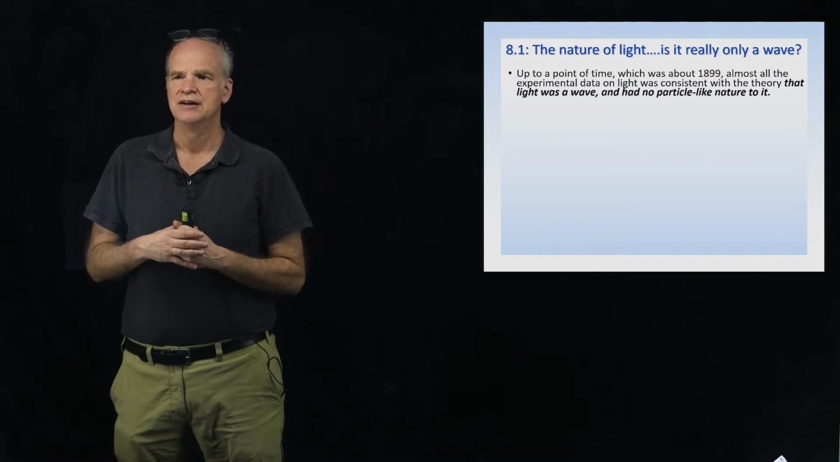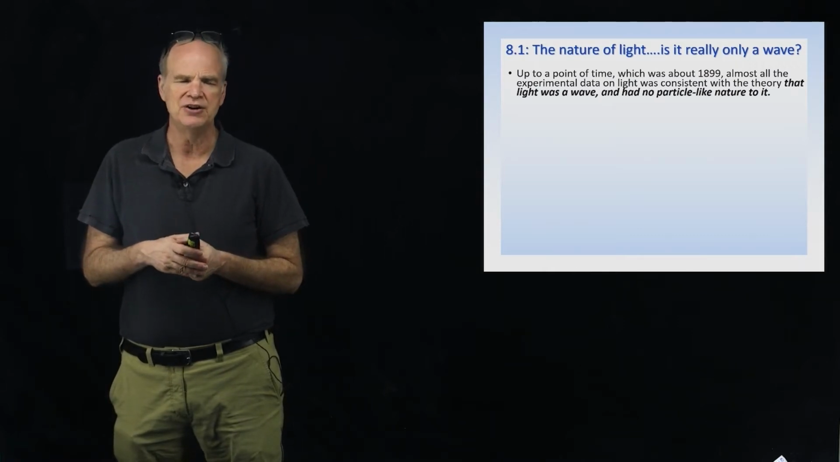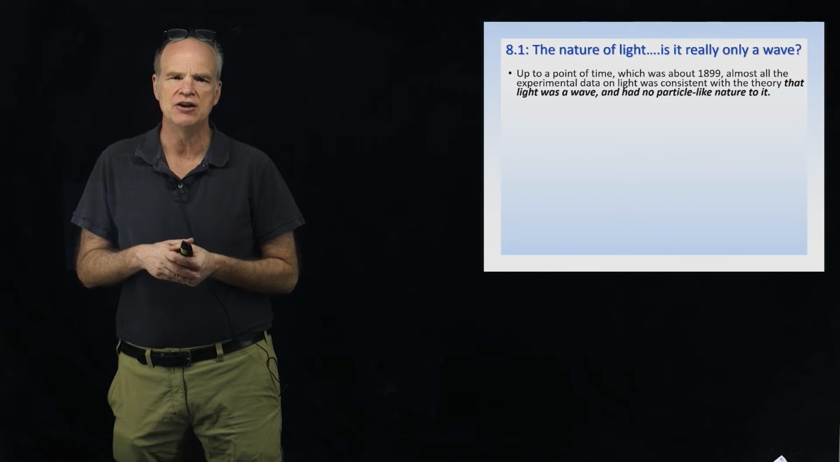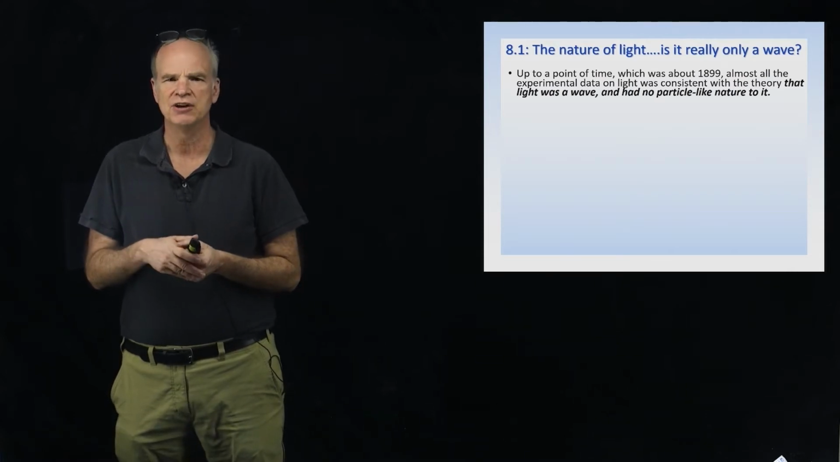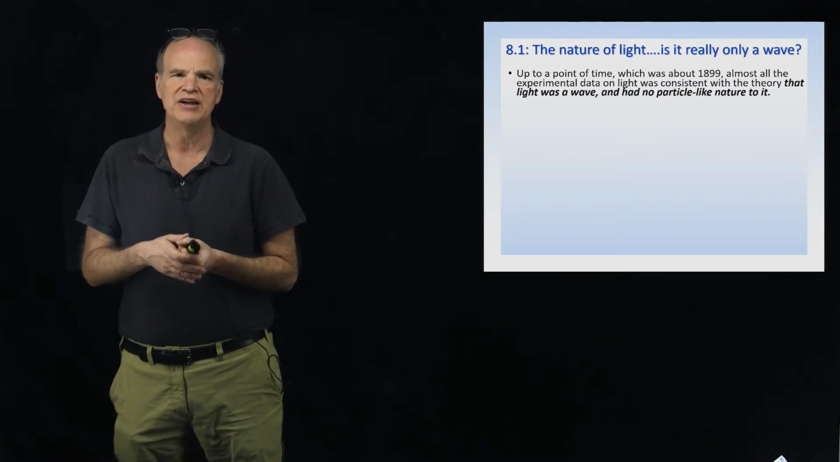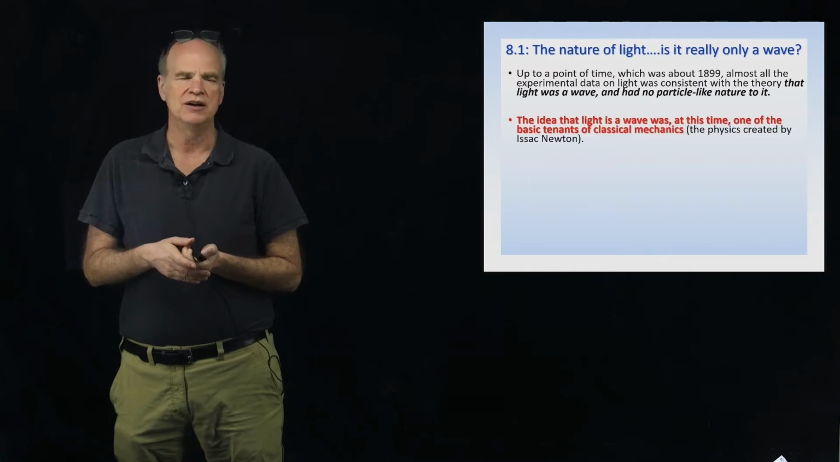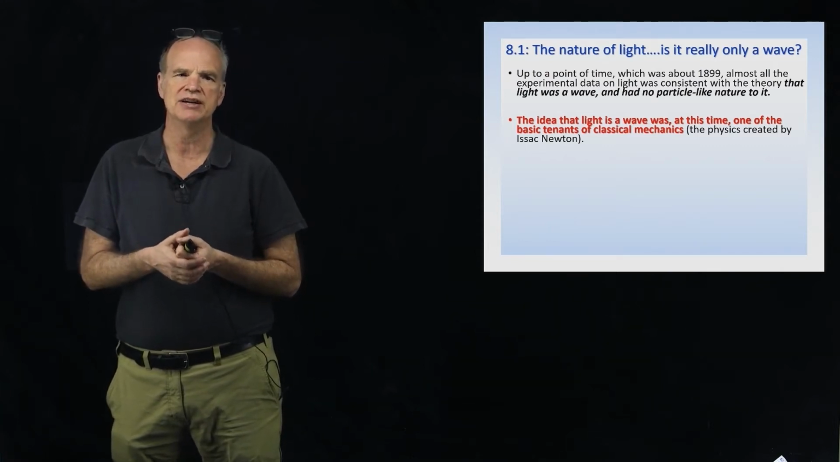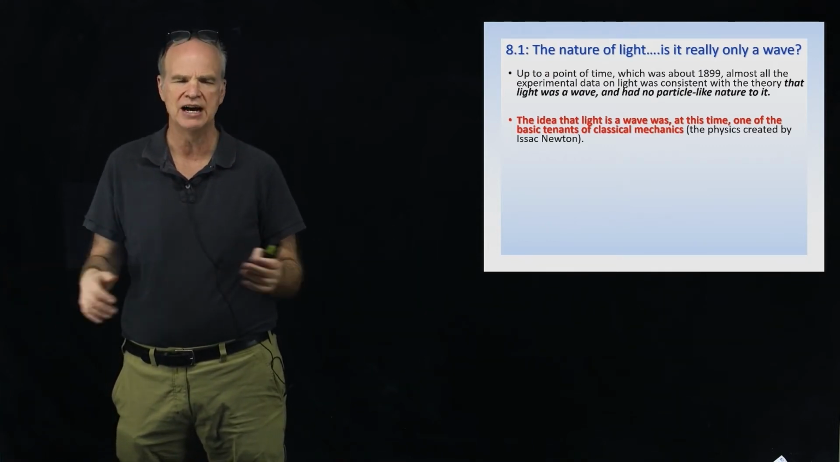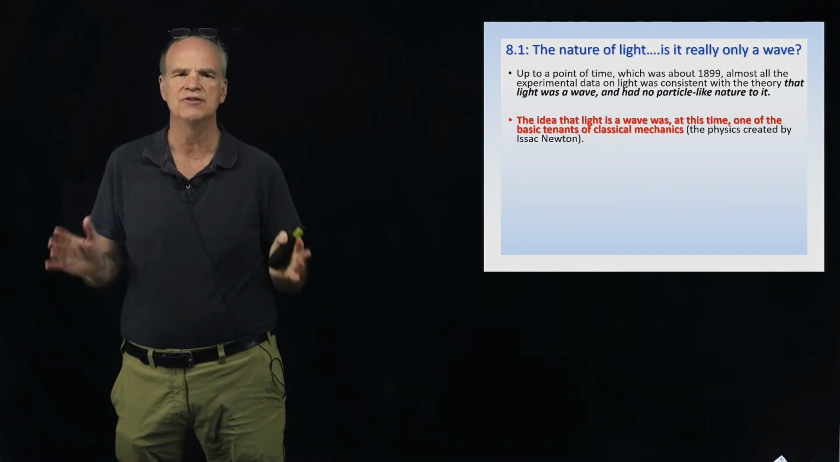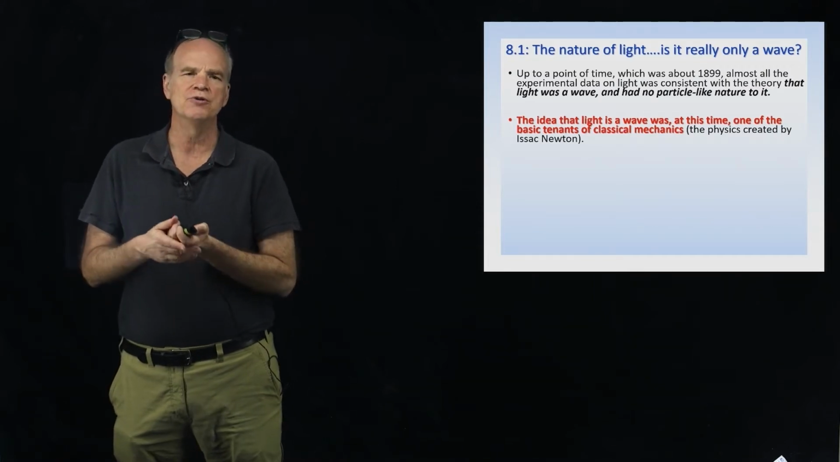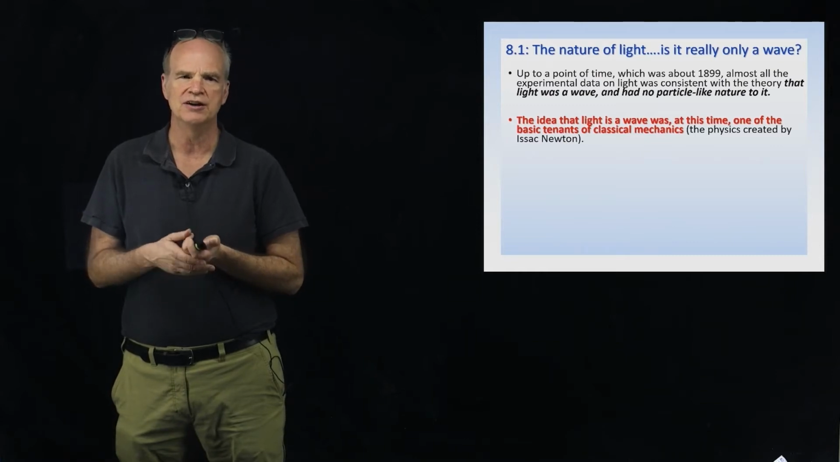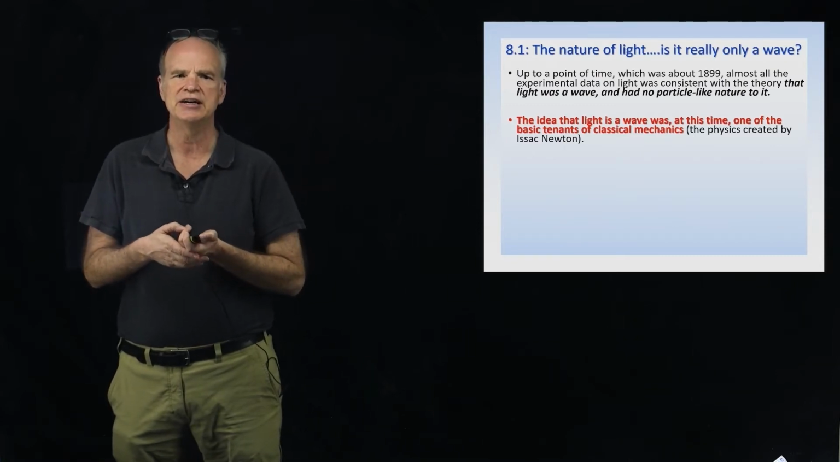So up to about the year 1899, all the data that we had about light could be best explained by the idea that light was a wave. Also, when we looked at this data, we did not have to at any point assume that light was behaving like a particle. Any kind of data we got could be explained easily assuming light is a wave. So this was an idea that was part of classical mechanics at the time.